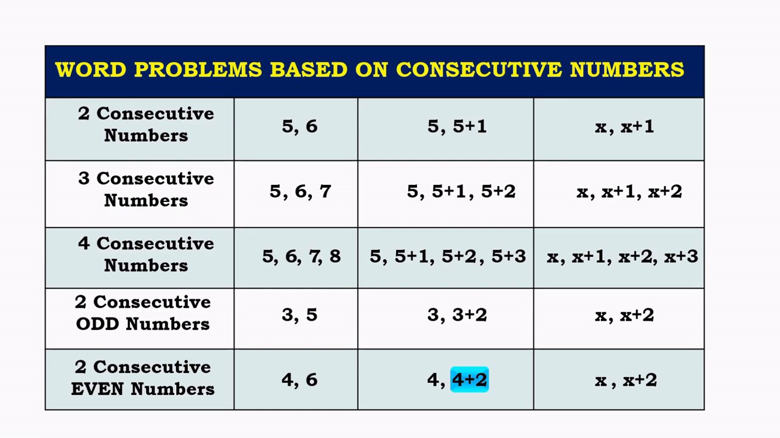These representations are very important because they help us convert word problems into algebraic equations. Once we represent the numbers correctly, forming and solving the quadratic equation becomes much easier. Now that we understand how to represent consecutive numbers, consecutive odd numbers, and consecutive even numbers, let us move on to solving some word problems based on these concepts.